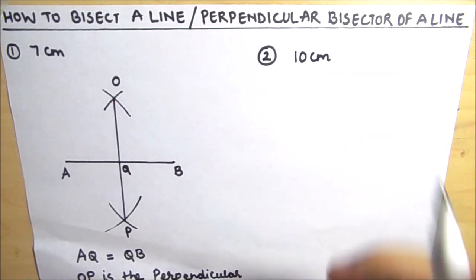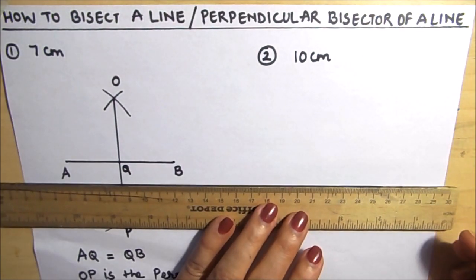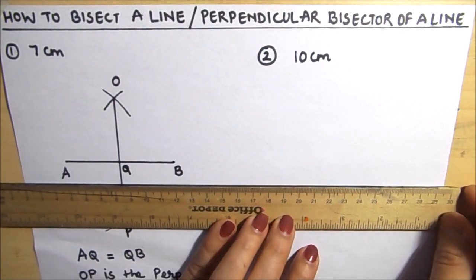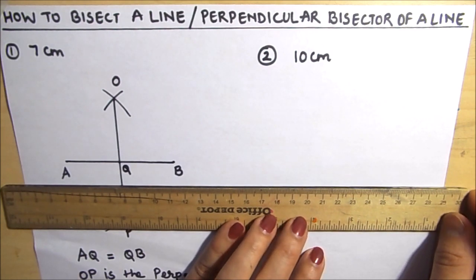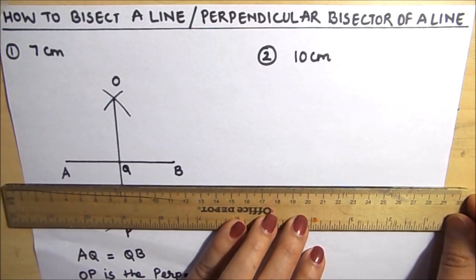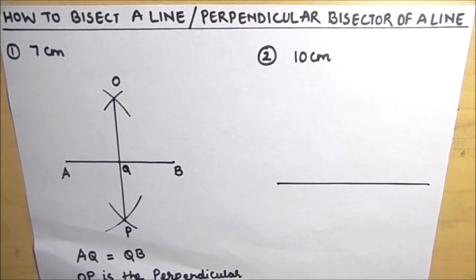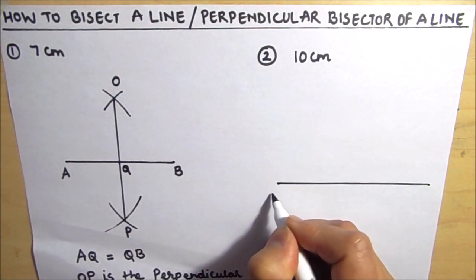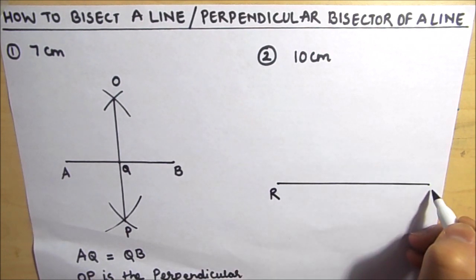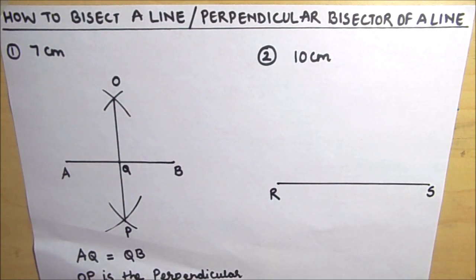So our first step is to draw a line equal to 10 centimeters. This is the line segment. Let's name it as R and S. Now we need to divide this line into two equal parts, or we can say we need to bisect this line, or we can say we need to make a perpendicular bisector to the line.